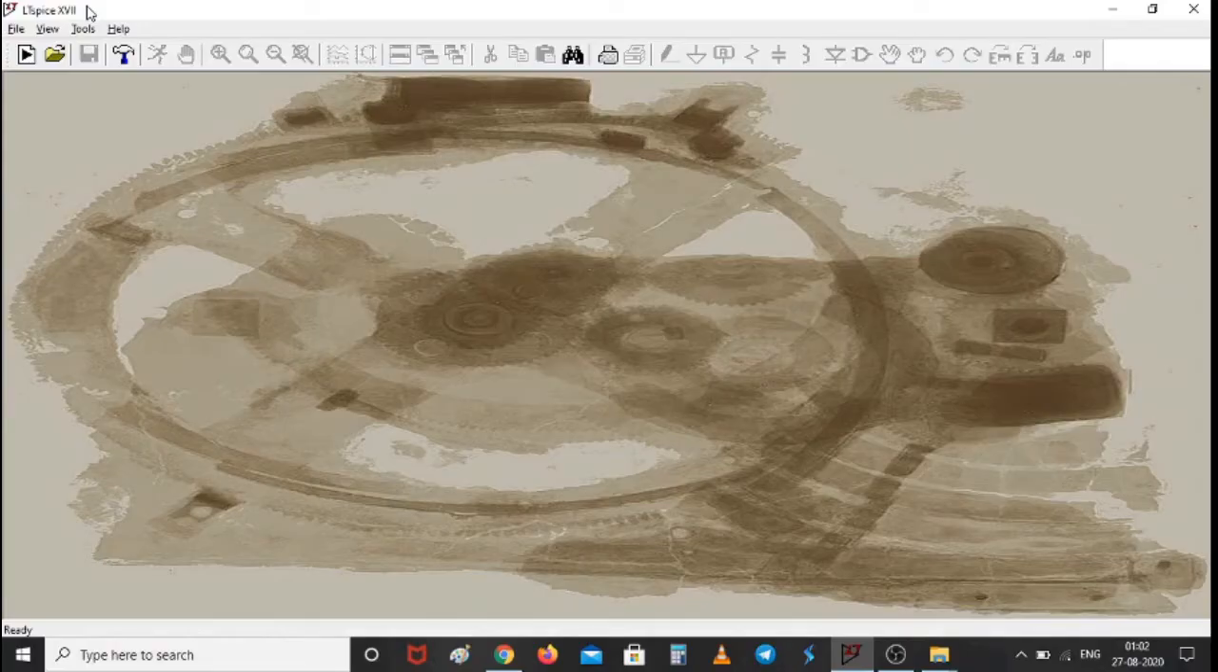The circuit simulator that we are going to use is LTSpice 17th version. This is a freely available circuit simulator. You can easily download and install it. Firstly, I am going to show you the simulation of RC low pass filter circuit when the input is a sinusoidal input.